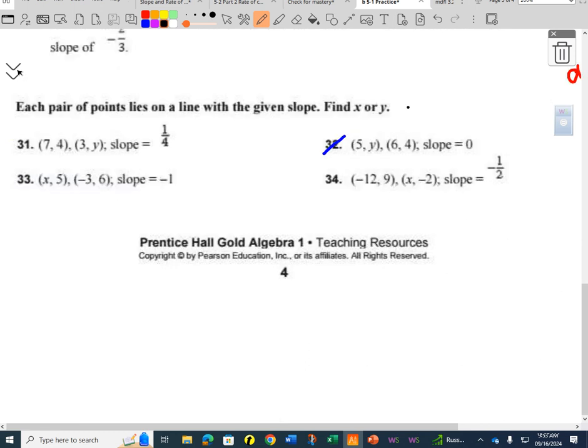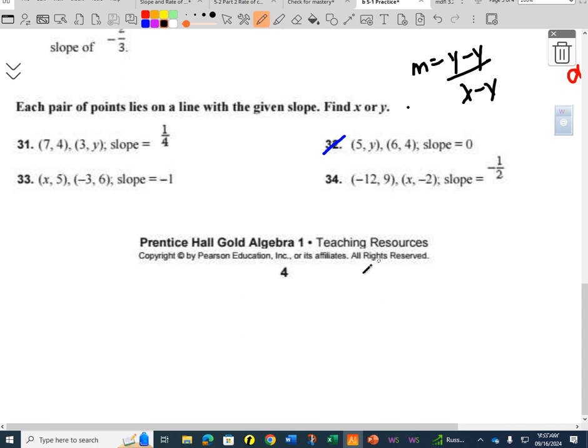And then I just did some other problems with the kids in first period, so you'll have fewer problems to do from your homework, and you'll have some examples. So we're going to do number 32. Each pair of points lies on a line with a given slope, find x or y. So this is one where you're not finding the slope, but you're still using this formula.